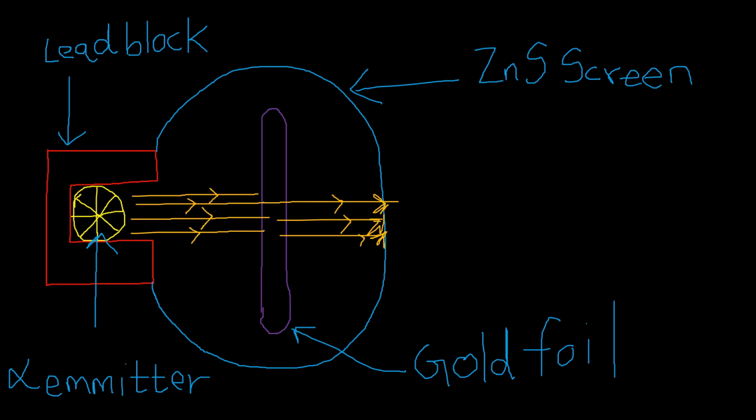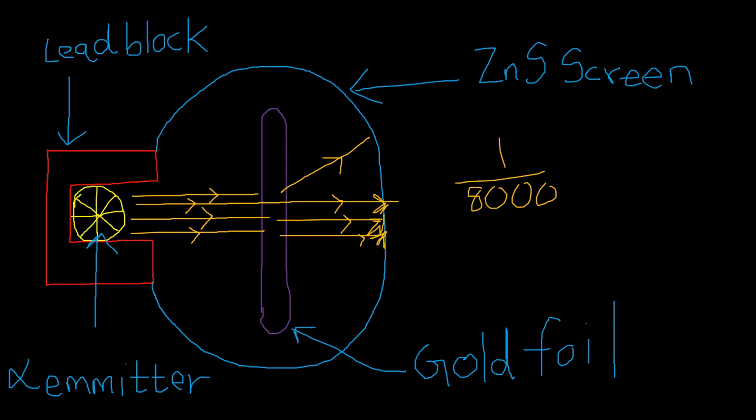Do all particles flow through the gold foil? No. Some particles get deflected; they do not travel in straight lines. For example, if you project 8,000 particles, out of them, only one particle will be deflected from the path.